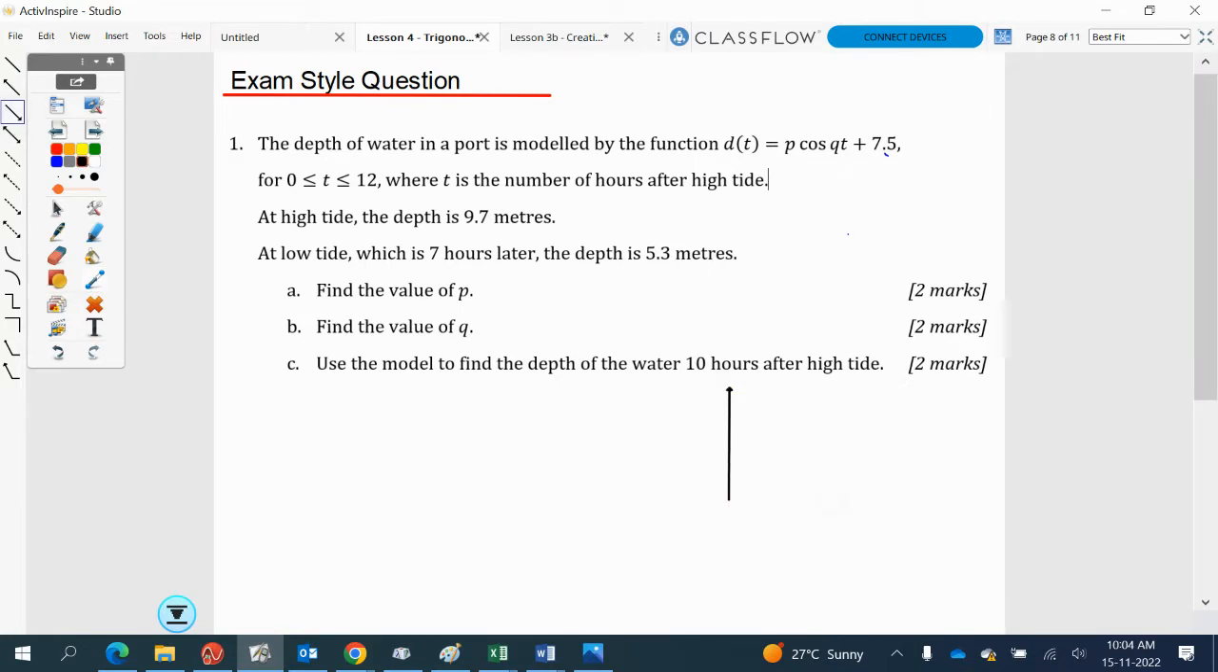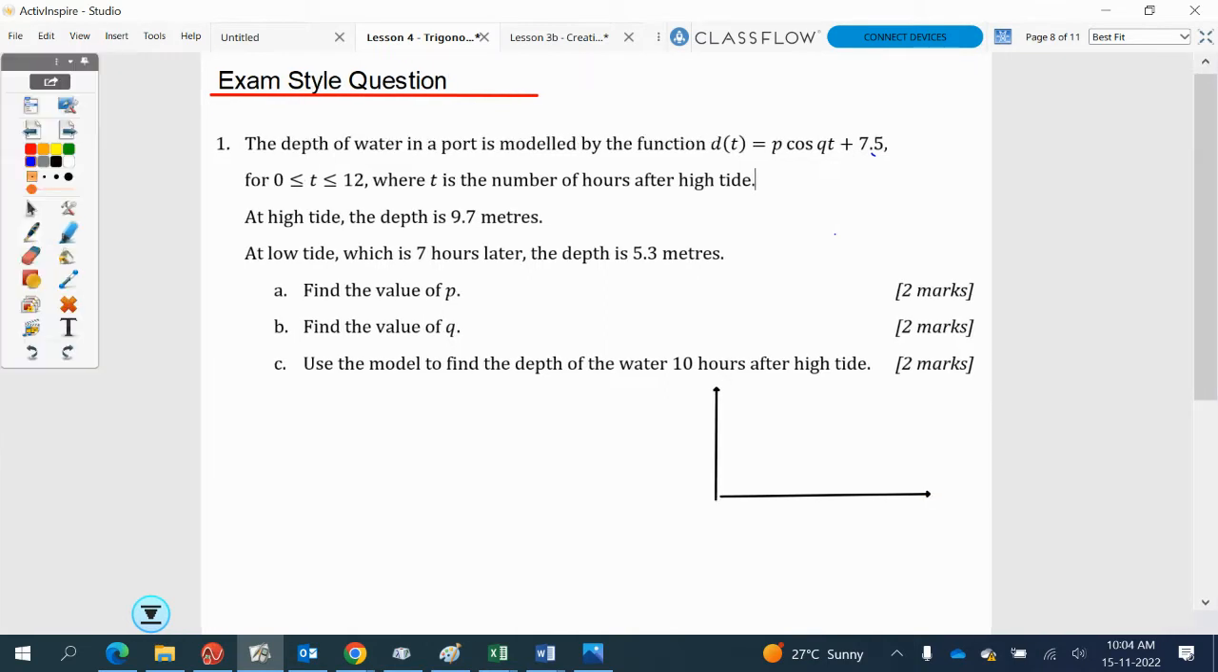So just draw some axes. I'm going to label my axes. This is going to be time in hours. This is going to be depth in meters. Our first piece of information is high tide is at 9.7, and that's when 0 hours. That's going to be at 0 hours.